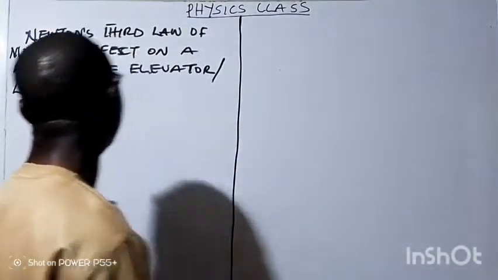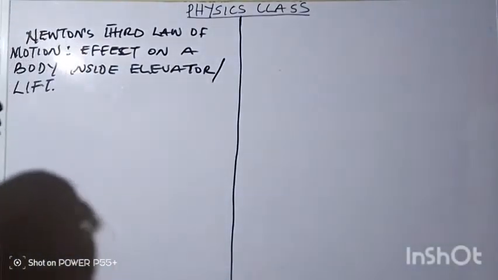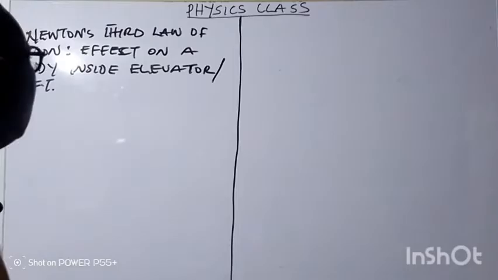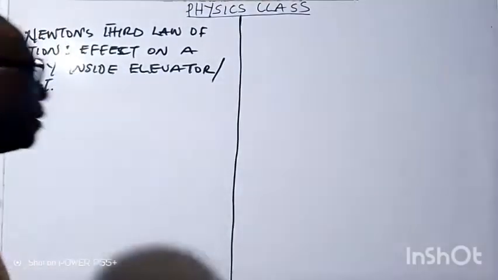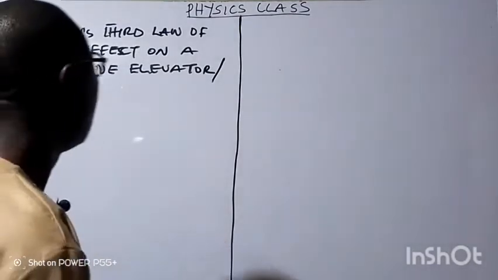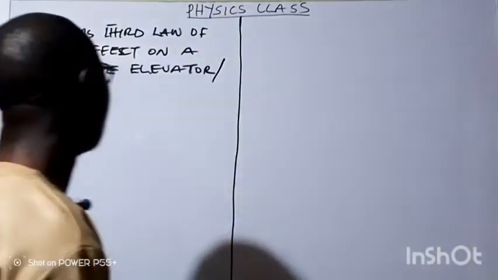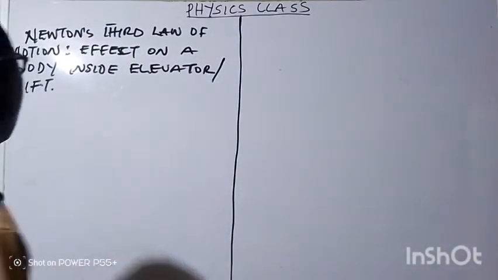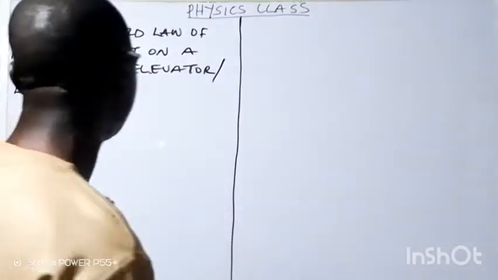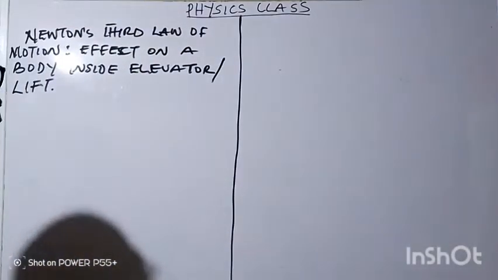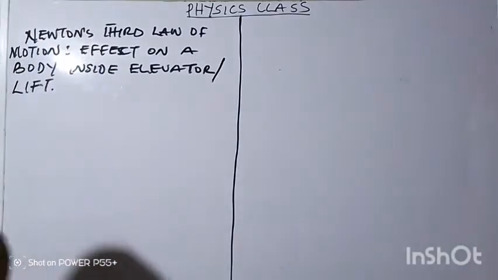Today, we want to look at the effect of Newton's third law of motion on a body inside an elevator or lift. The body inside the elevator must comply with Newton's third law of motion. That is, there must be an action and the reaction must follow. The cases will be divided into 4 parts.